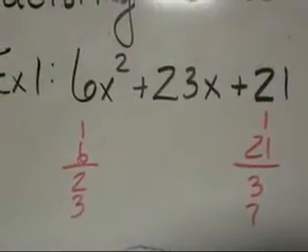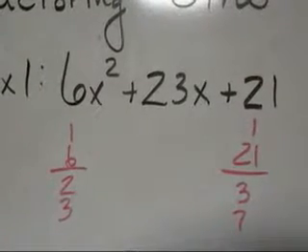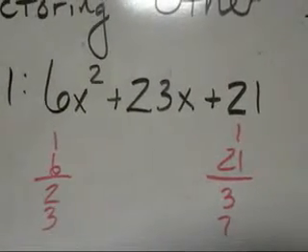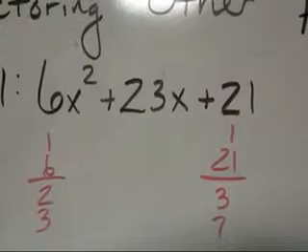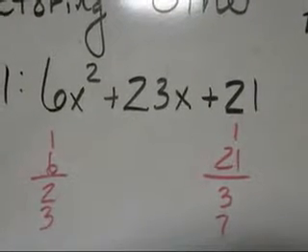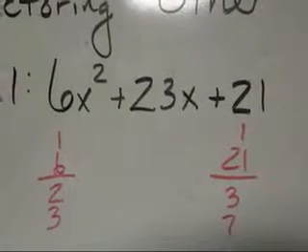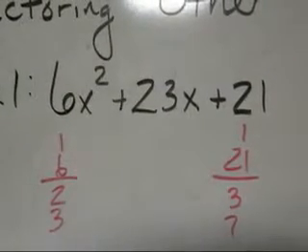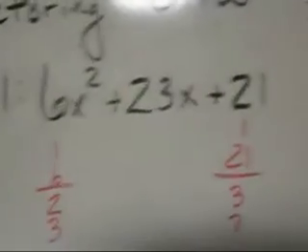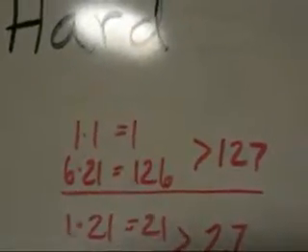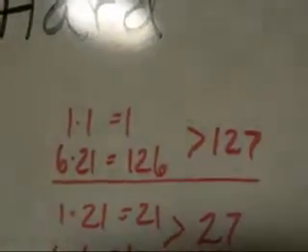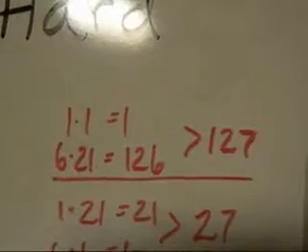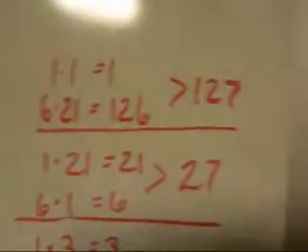Well, I can make 6 by 1 times 6, or 2 times 3. How can I make the last term, 21? 1 times 21, and 3 times 7. Now, either on paper or in my head, I need to go through the different sets of factors to find a way to make 23. 1 times 1 is 1. 6 times 21 is 126. You add those together, you get 127.